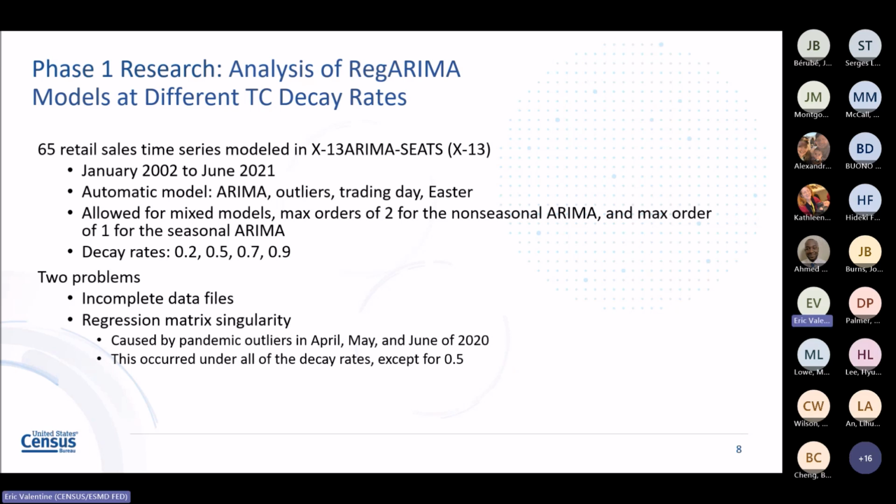I had 2 problems though. One was that some of the data files had missing data. The other was that some of the models suffered from regression matrix singularity. These singularities were caused by pandemic outliers in April, May, and June of 2020, where 6 of the 10 occurred in May. This occurred under all of the decay rates except for 0.5.